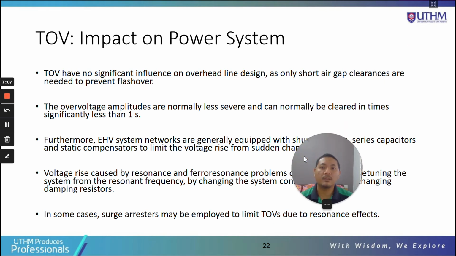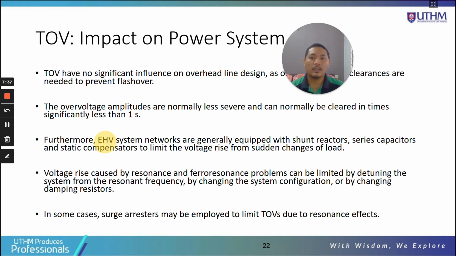TOV have no significant influence on overhead line design, as only short air gap clearances are needed to prevent flashover. So when designing overhead lines, we are more concerned with lightning overvoltages, not TOV. The overvoltage amplitudes are normally less severe and can normally be cleared in times significantly less than 1 second. Okay.